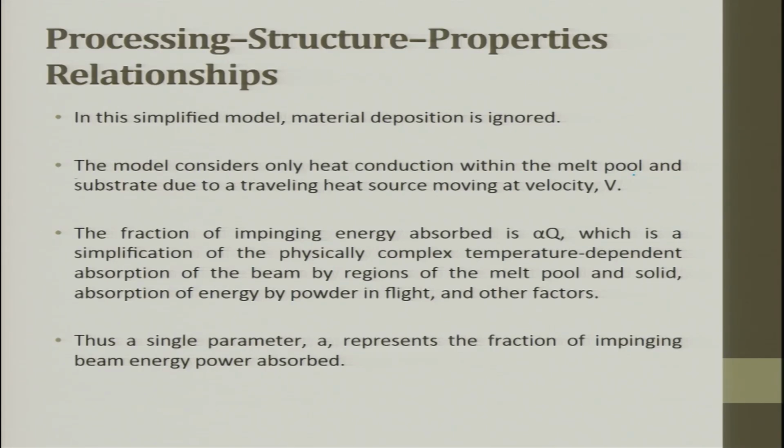There is convection and radiation, but we take only conduction and substrate due to the travel heat source moving with a velocity of v. The fraction of the impingement energy absorbed is alpha q, which is a simplification of the physical complex temperature dependent absorption of the laser by region of melt pool and solidification, absorption of energy by powder in flight and other factors. This is very important.